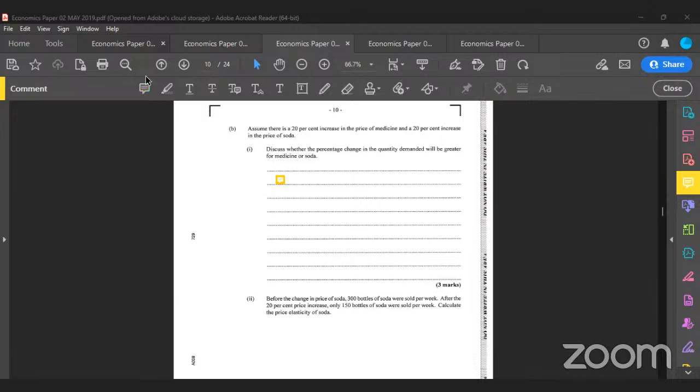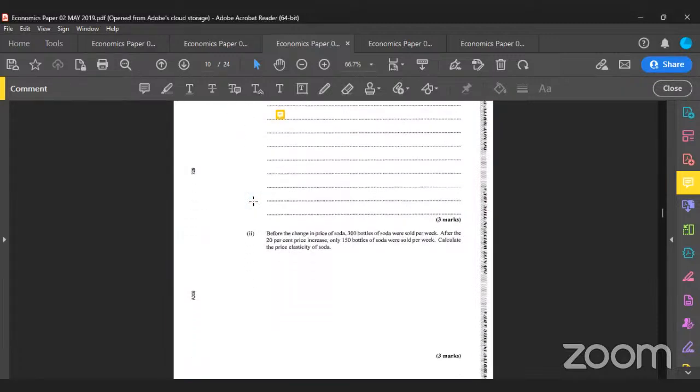All right. So we understand that the percentage change in quantity demanded would probably be greater for soda. Now, the second thing that they asked us to do is to calculate the price elasticity of soda. So I'm going to open the document again, give me a minute.